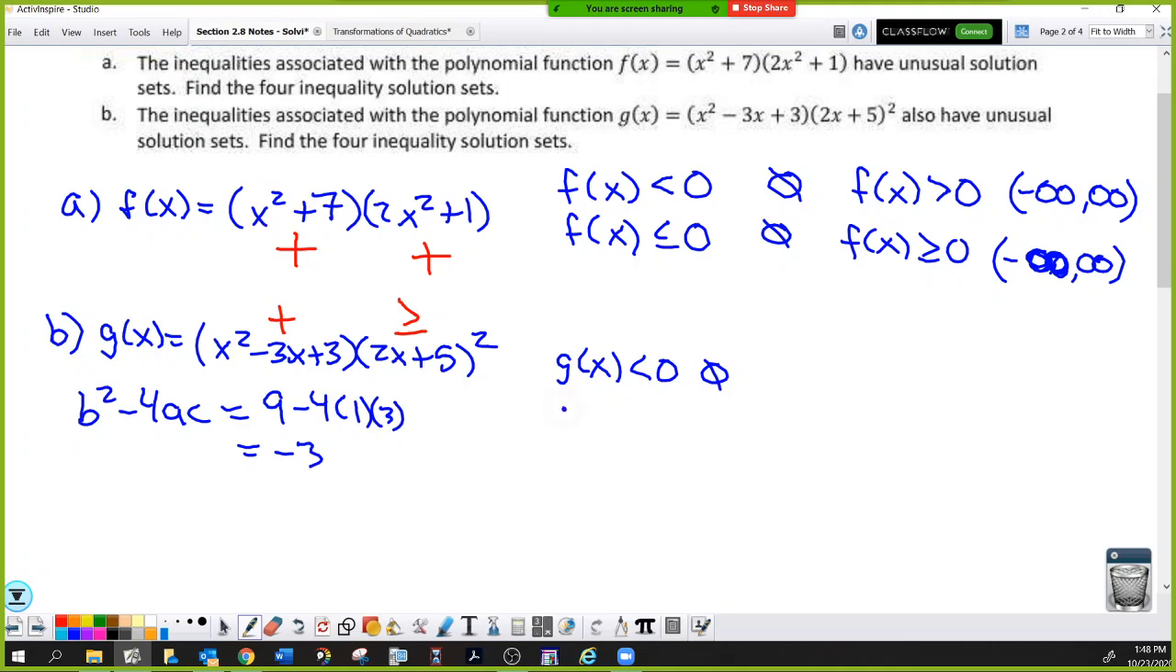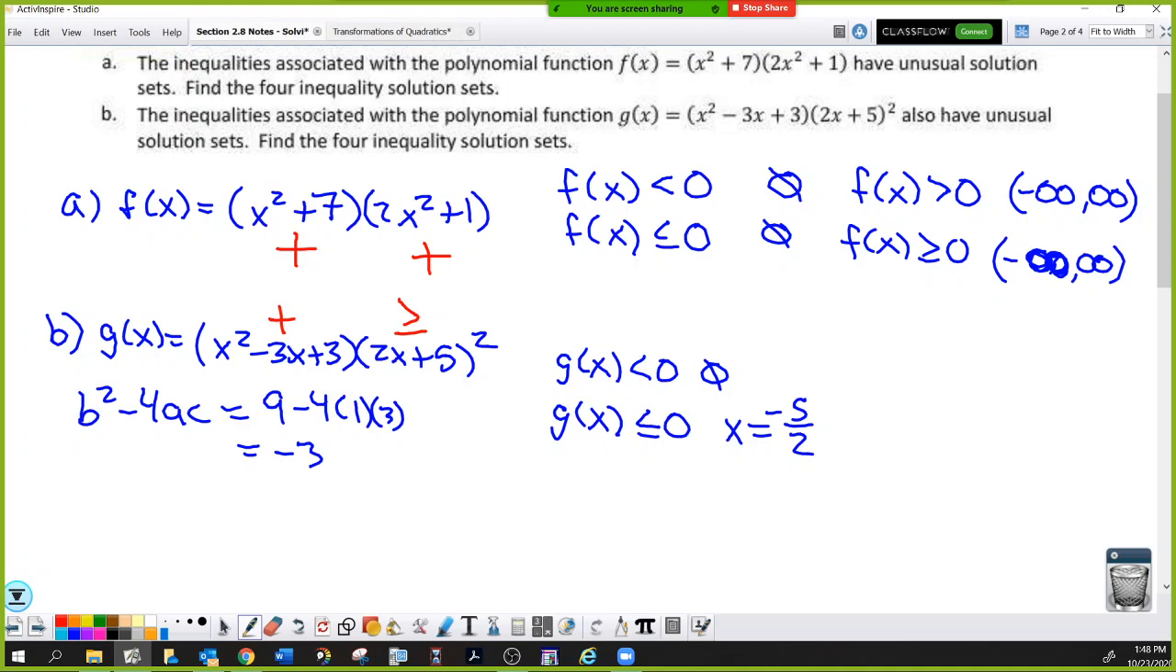So where is g of x less than or equal to 0? At negative 5 halves. At the point x equals negative 5 halves, it does equal 0. See, I didn't say it has to be less than 0 and equal to 0. No, I said or. So if either one of them is satisfied, it answers. And since we have a 0 at negative 5 halves, it's a solution there.